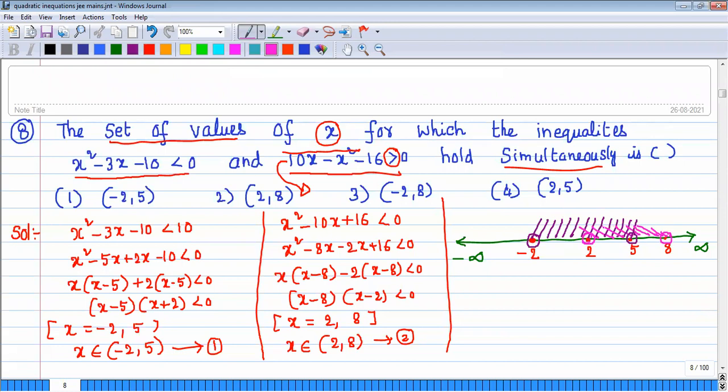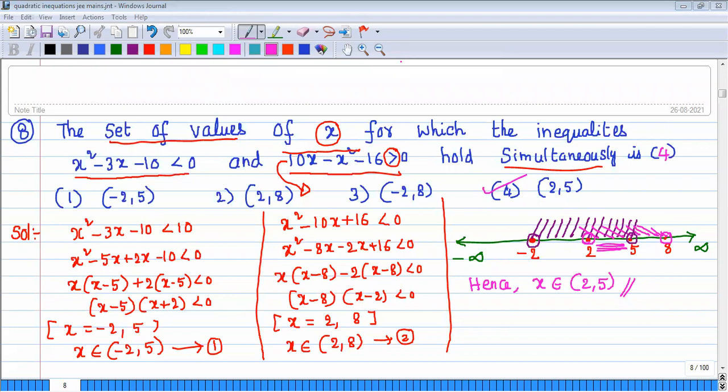Now what is the intersection of these two colors? Here to here. Am I correct? Hence x belongs to 2 comma 5. 2 comma 5 is the common solution of the given two inequalities. So that's why the fourth option is the right option. I hope it is very clear to you. Is it clear or not? Clear, sir.